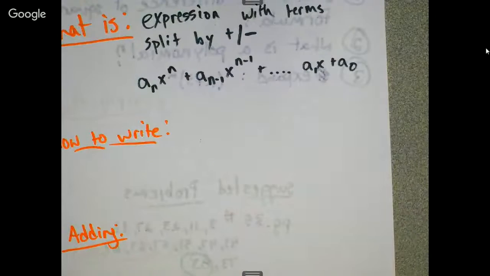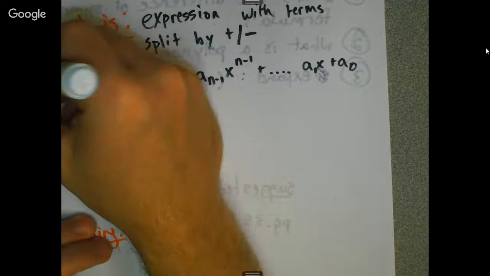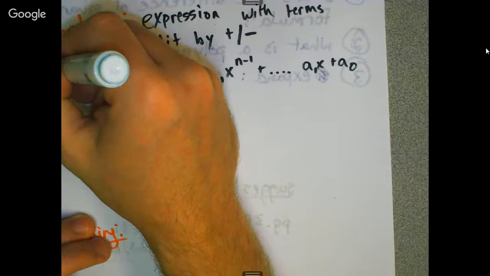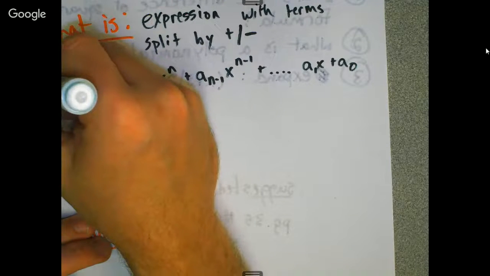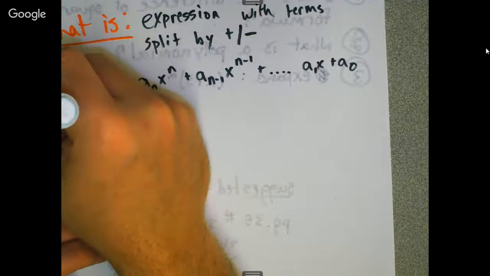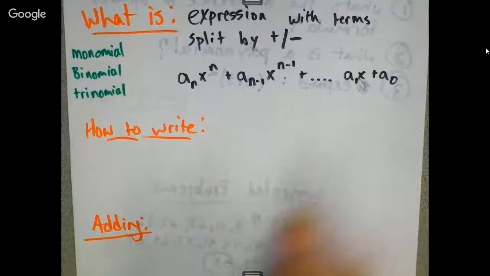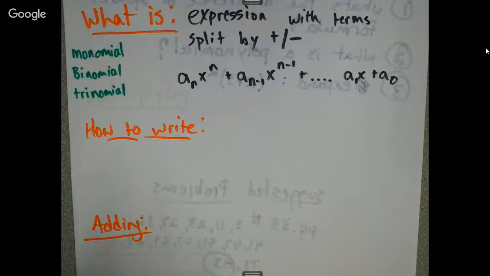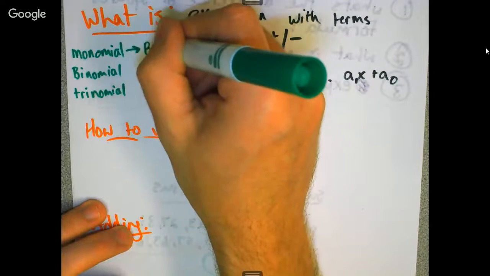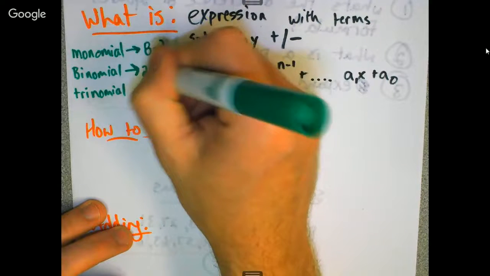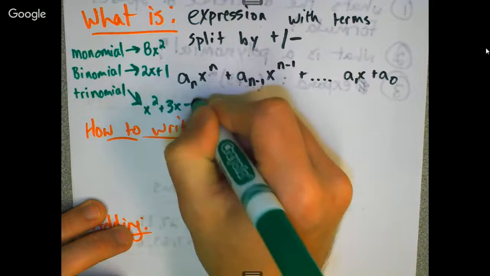We have some special ones that we call a monomial. We have a binomial. Trinomial. Okay, and those are the three main ones that I will look at. So an example of a monomial would be like 8x squared. A binomial may be 2x plus 1. And a trinomial might be x squared plus 3x minus 6.